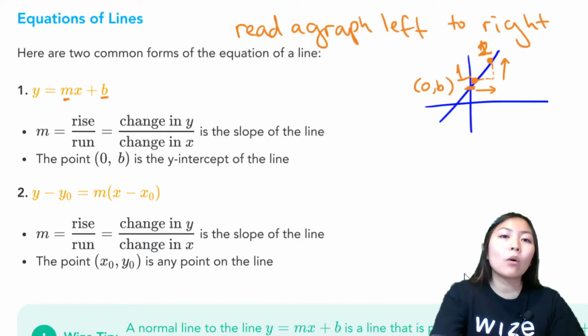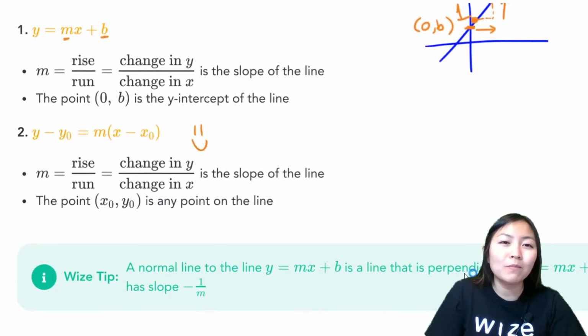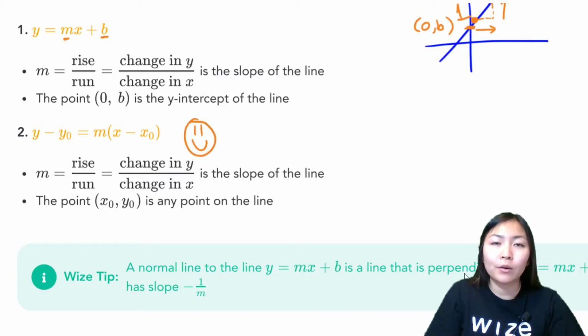There is another form that is really common when it comes to writing equations of lines, and I much prefer this one because it's easier to work with in my opinion. And that is y minus y0, or y naught, equals m times x minus x0, or x naught. m is the same thing. m is your rise over run.